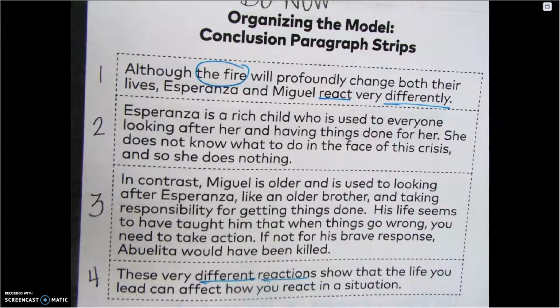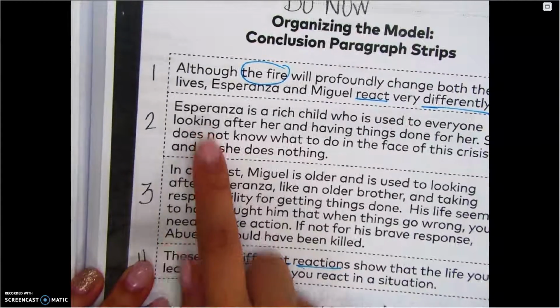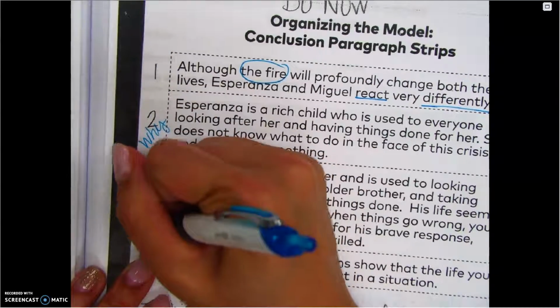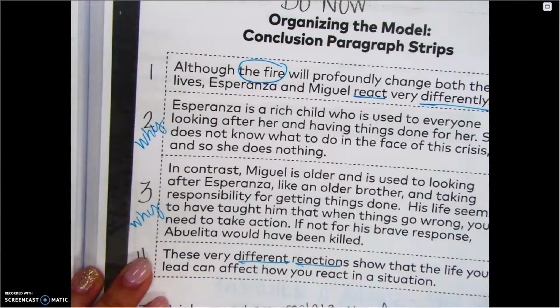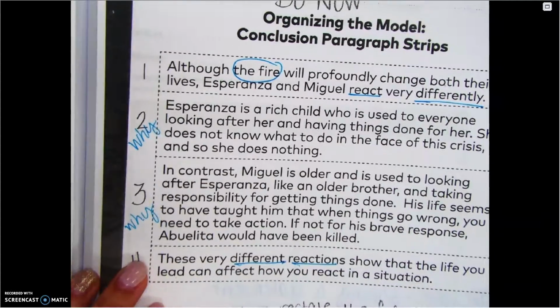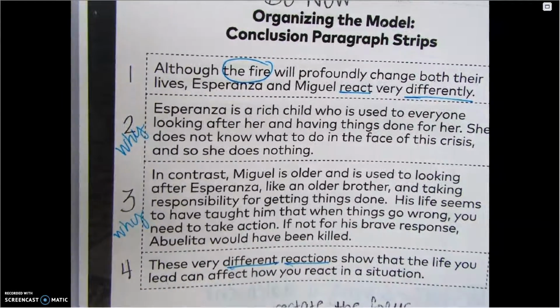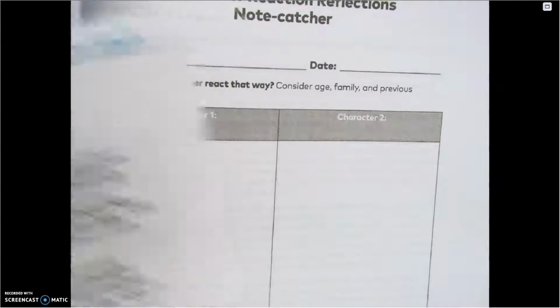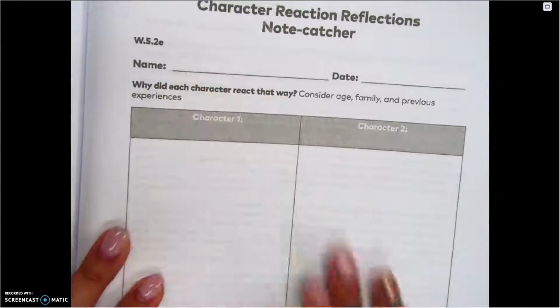okay? What we're going to work on is breaking up our second and third sentence. If you notice, the second and third sentence tells us why each character reacted the way they did. That's the why. So you have your introductory paragraph. What you're going to do is, using your introductory paragraph, you're going to complete page 89.